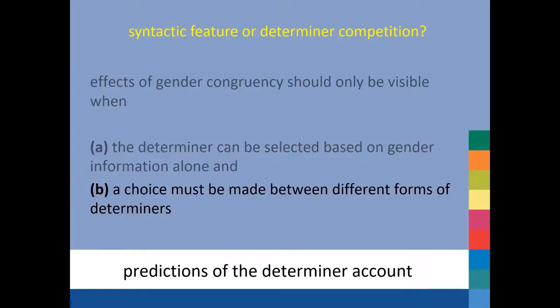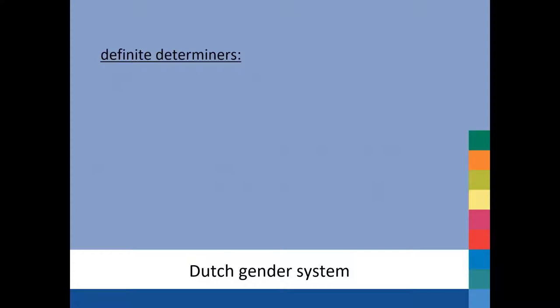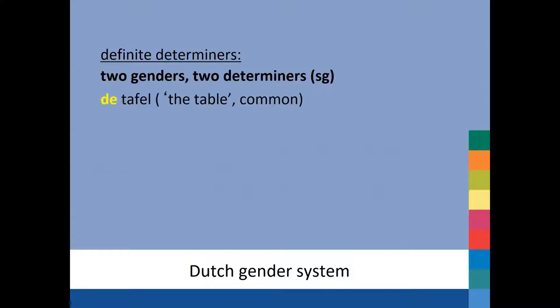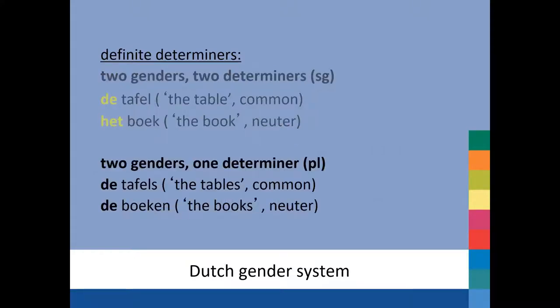Furthermore, it has to be the case that a choice has to be made between different forms of a determiner, because otherwise there cannot be competition between different determiners, right? If there's only one determiner, like in English, you will not see gender congruency effects. Okay, so let's go back to Dutch. Dutch has a very nice property, and we took advantage of that property, namely that in the singular, as I've already told you, there are two different determiner forms for the two different genders. Now in the plural, there's only one determiner that covers both genders, namely de. So it's de tafels, but it's also de boeken. Yeah?